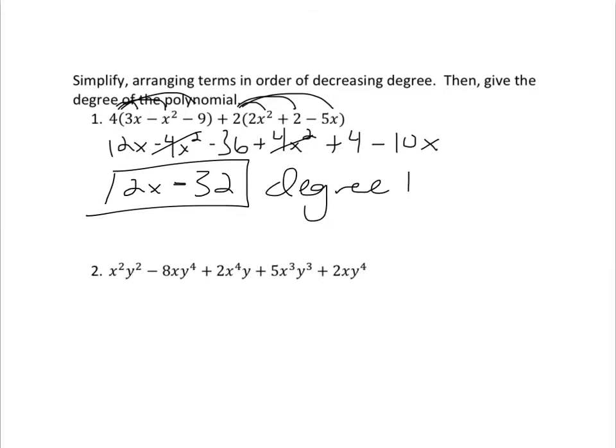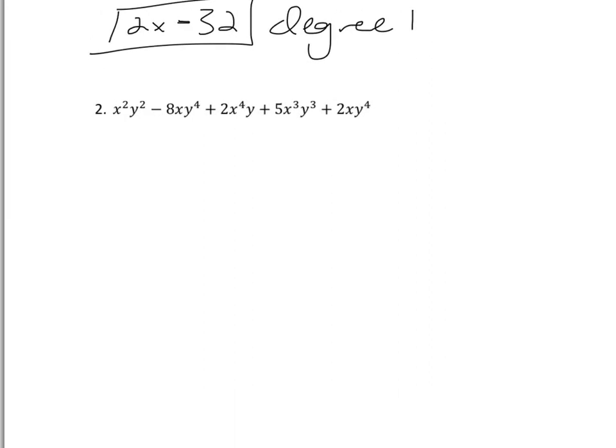Now, the next one down here, it's a little bit more difficult because we have two different variables. Okay, so you can only combine the ones that are alike, have to have the same number of x's and the same number of y's. So which ones can you combine? Well, I just start by looking to see, is there anything else that has an x squared, y squared? No. I don't see it. Anything with an x, y to the 4th? Yes. So you can combine those.